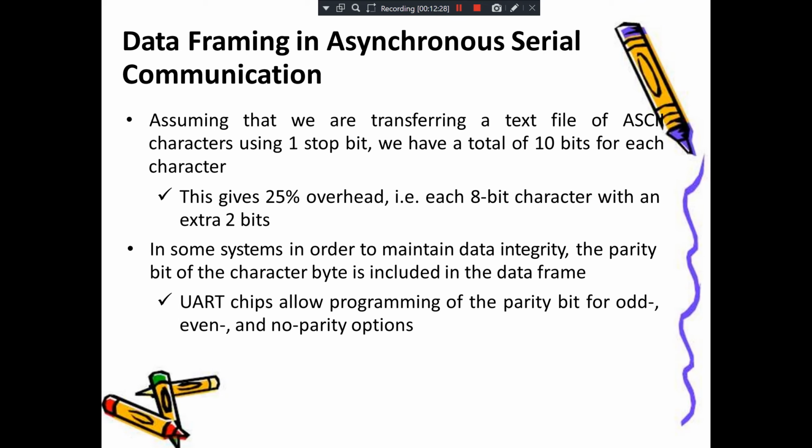Next, assuming that we are transferring a text file of ASCII characters using one stop bit, we have a total of 10 bits for each character, which gives 25% overhead because an 8 bit character has 2 extra bits, total 10 bits. In some systems, in order to maintain data integrity, the parity bit of the character bytes is included in the data frame. UART chips allow the programming of the parity bit for odd, even, and no-parity option.